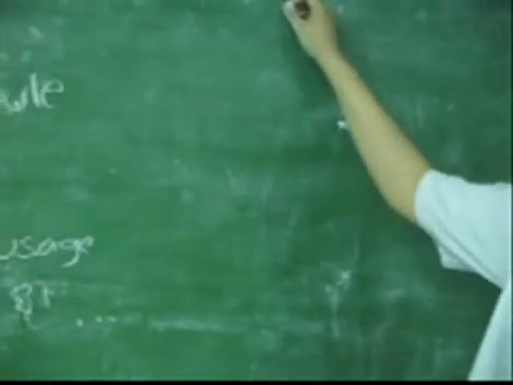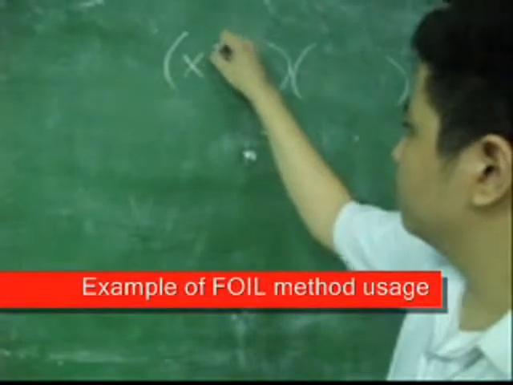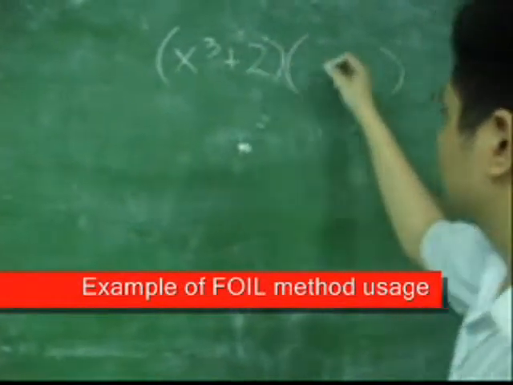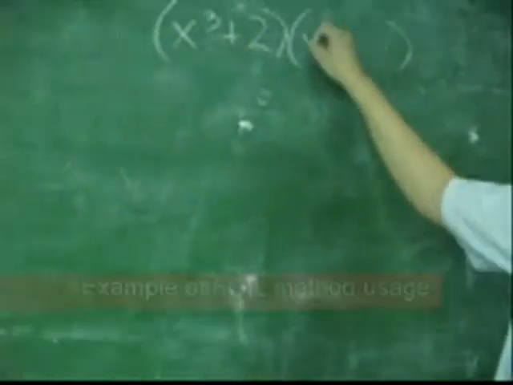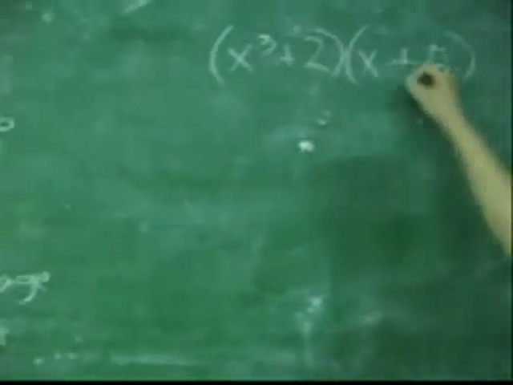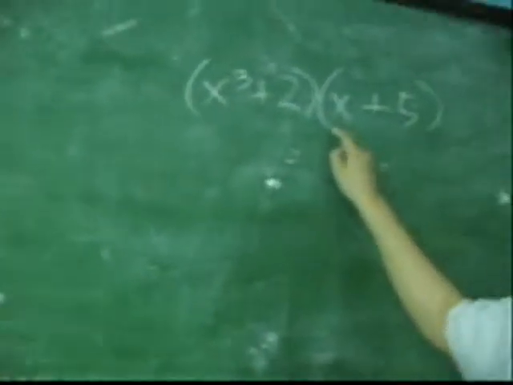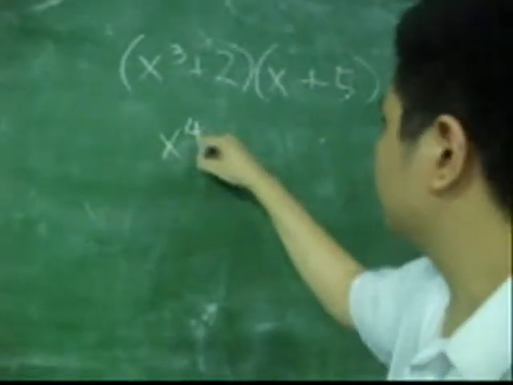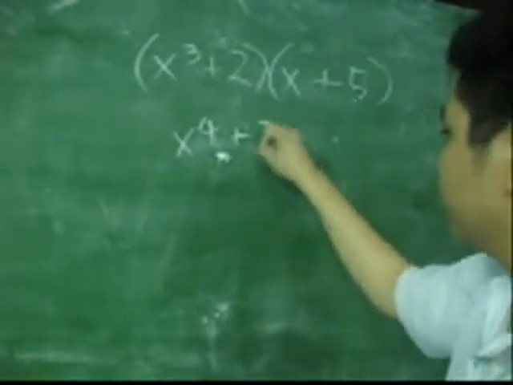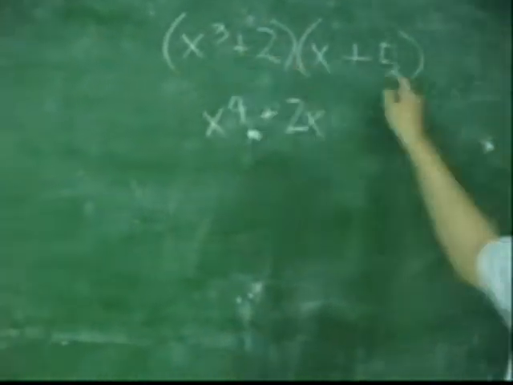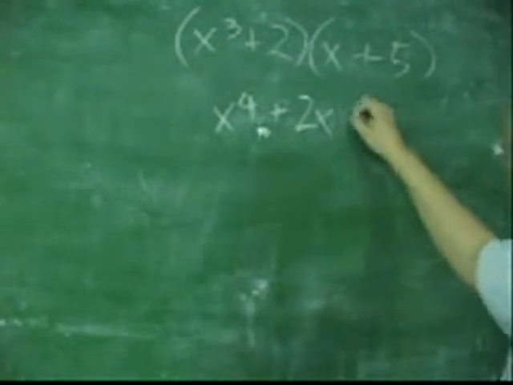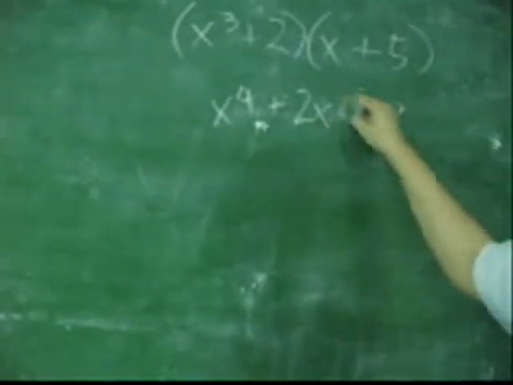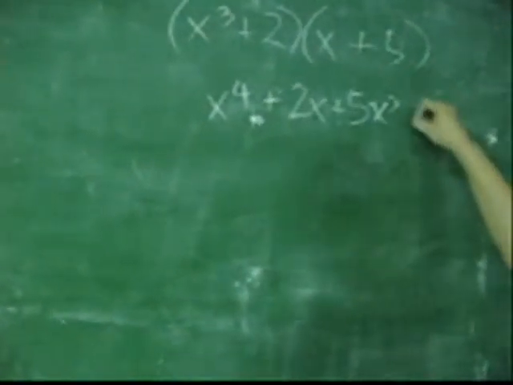I have an example. x cubed plus 2 multiplied to the quantity x plus 5. x cubed times x is equal to x to the 4th. 2 times x is equal to 2x. x cubed times 5 is 5x cubed. And 2 times 5 is equal to 10.